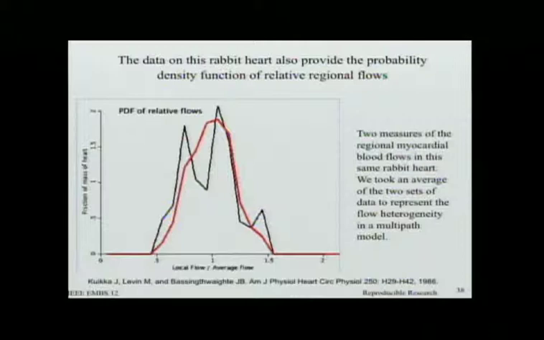We measured the heterogeneity of flow in these experiments using microsphere depositions, and these are the probability density functions of regional flows relative to the mean flow. There were two sets of data acquired in these experiments, and we said let's use the average to guess at the one that goes with the indicator elution study.